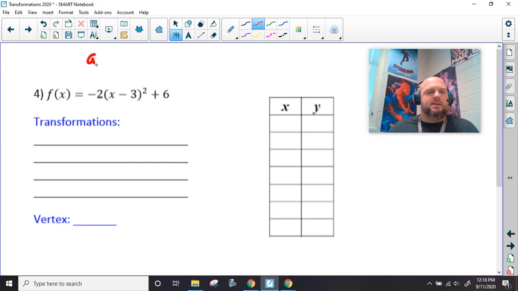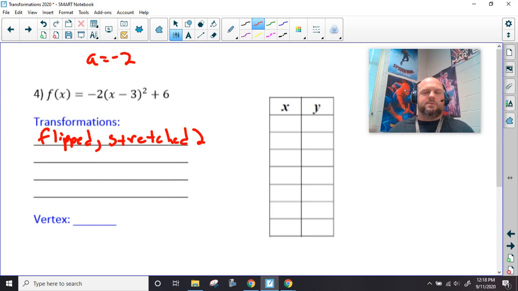All right. A is -2. So we know that this is flipped or rotated. And it's also stretched. So it's upside down like a frowny face and really skinny frowny face. All right. Now, my H value is right here, and it's written as this. So we know this is going to be like a right 3. So 3 there.